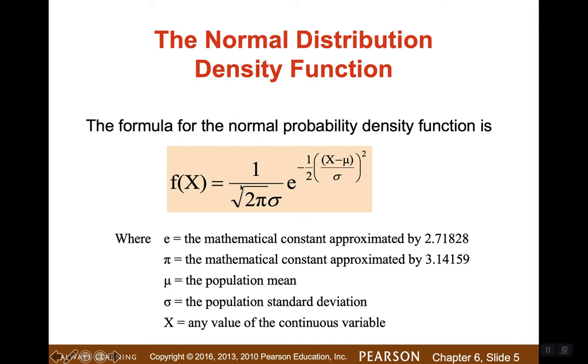In this case, we're going to combine pi, which is 3.14, actually 3.14159 and more, and then we also use e, which is a mathematical constant. These are values we punch in as fixed values into our formula. We combine that with our population mean, expected value, and the population standard deviation, and x is whatever value we want for the continuous variable.